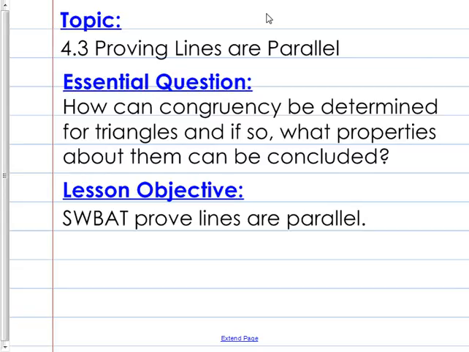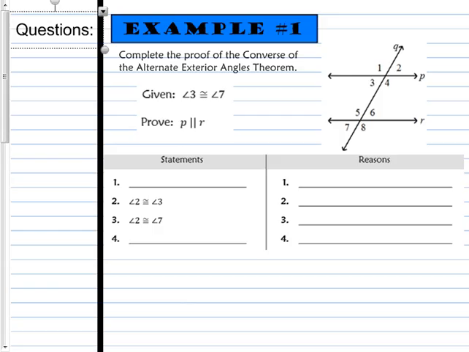Welcome back, Geometry Scholars. Today's lesson is a continuation of proving lines are parallel. We talked about parallel lines last lesson, and today we're actually going to work with proving that they're parallel. The essential question is, how can congruency be determined for triangles, and if so, what properties about them can be concluded? After today's lesson, you should be able to prove that lines are parallel, and we'll be well on our way in that direction.